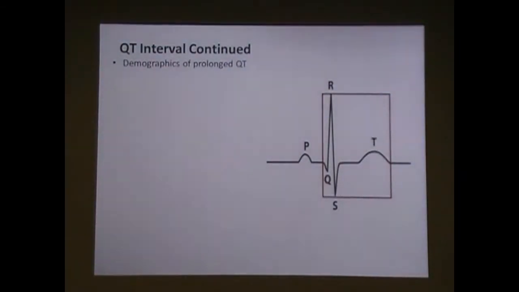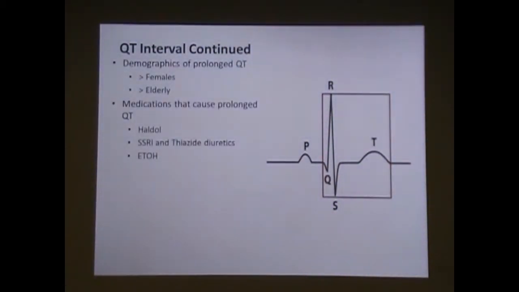So, QT interval continued. Demographics of prolonged QT. It's greater in females. It's greater in elderly. Medications that can prolong QT: Haldol, which we all love to give, SSRIs, thiazides, alcohol. Antibiotics is a big one. You can get a significantly prolonged QT interval from antibiotics. Amiodarone, obviously. Methadone. When I was looking at the list, it was going to take up 6 or 7 slides just on the most common ones.